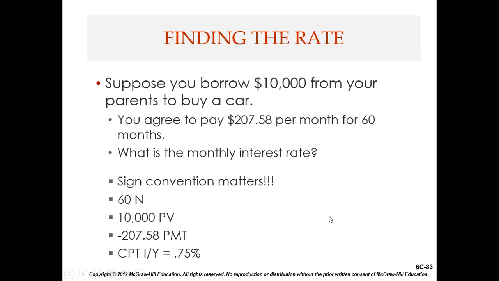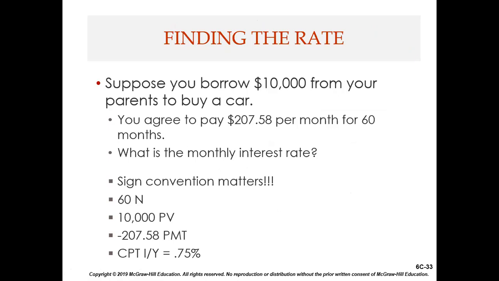One more. Suppose you borrow $10,000 from your parents to buy a car. You agree to pay $207.58 per month for 60 months. How much interest are they actually charging you? So now we're going to solve for interest. So our N is 60, 5 years or 60 months. We're going to leave our interest just where it's at.